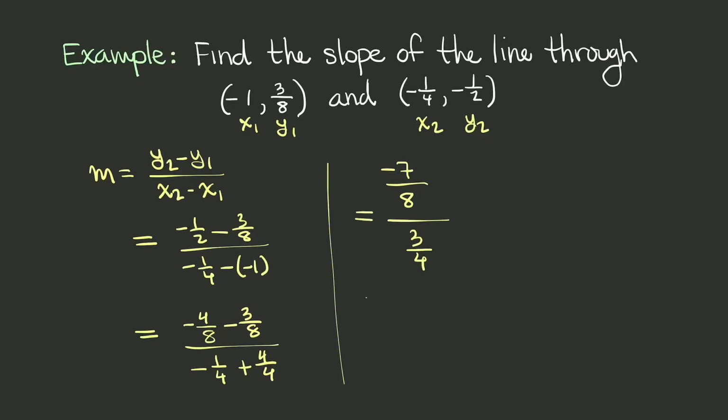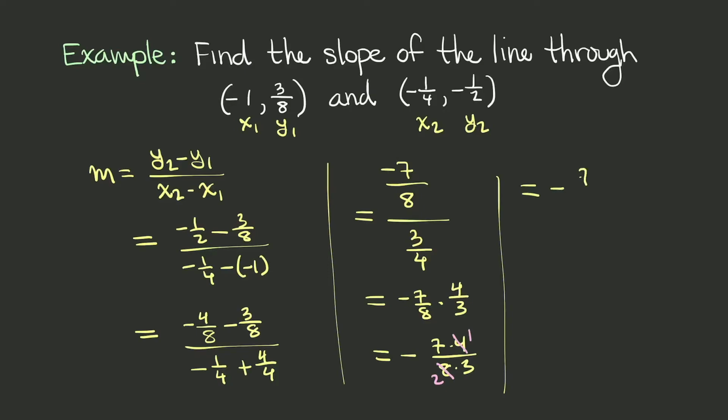Now what we have is a fraction divided by a fraction. So we can invert the bottom fraction and multiply. So we'll have -7/8 times 4/3. That becomes negative. Then we'll have 7 times 4 over 8 times 3. It looks like we can simplify a little bit because 4 over 8 becomes 1/2. And so our final answer will be negative. And then we have 7 times 1, which is 7, over 2 times 3, which is 6.